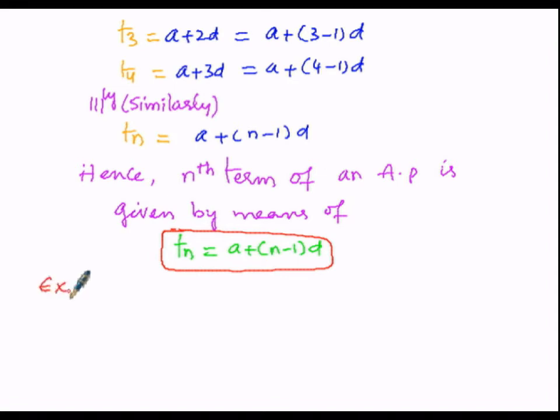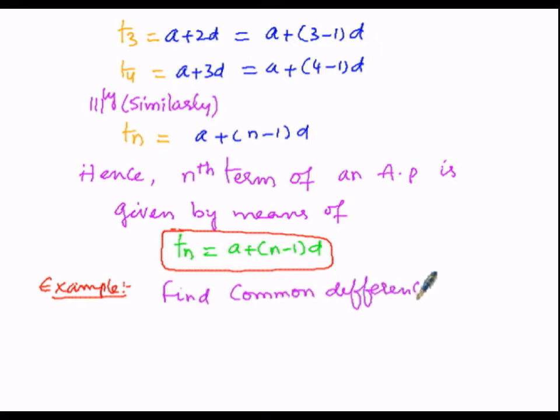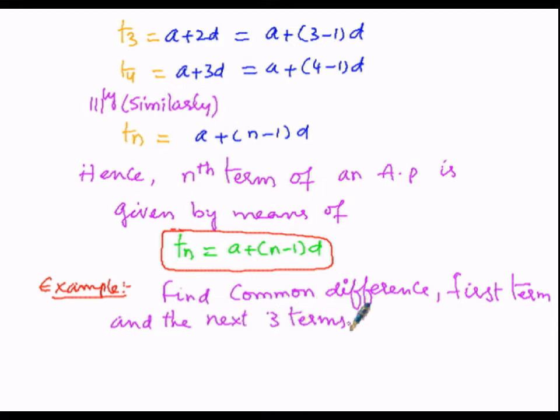So here is an example. Find the common difference, the first term, and the next three terms of the AP which is given as 19, 21, 23 and 25, dash, dash.